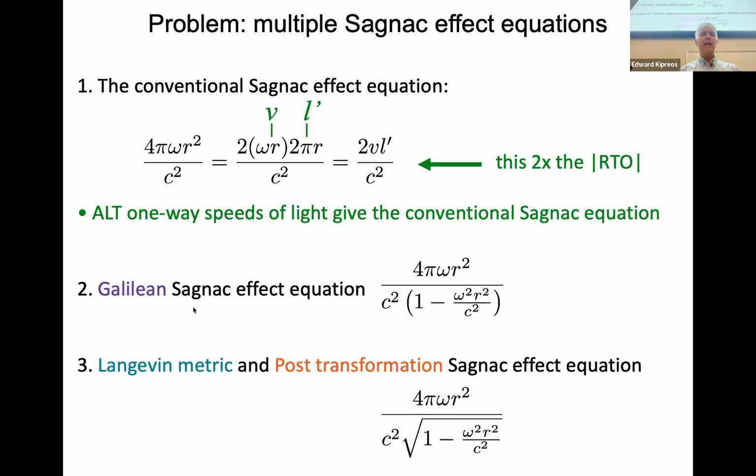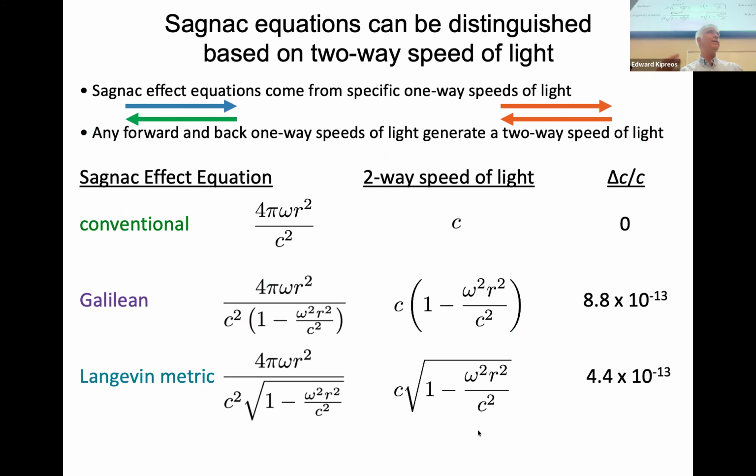Now, there's also the Galilean Sagnac effect equation where there's no relativistic effects, and it's going to have the same equation except there's an extra term in the denominator. And then if you take 2 other rotational transformations, the Langevin metric and the post-transformation, they're going to have a different term in the denominator. So how do we determine which one is correct?